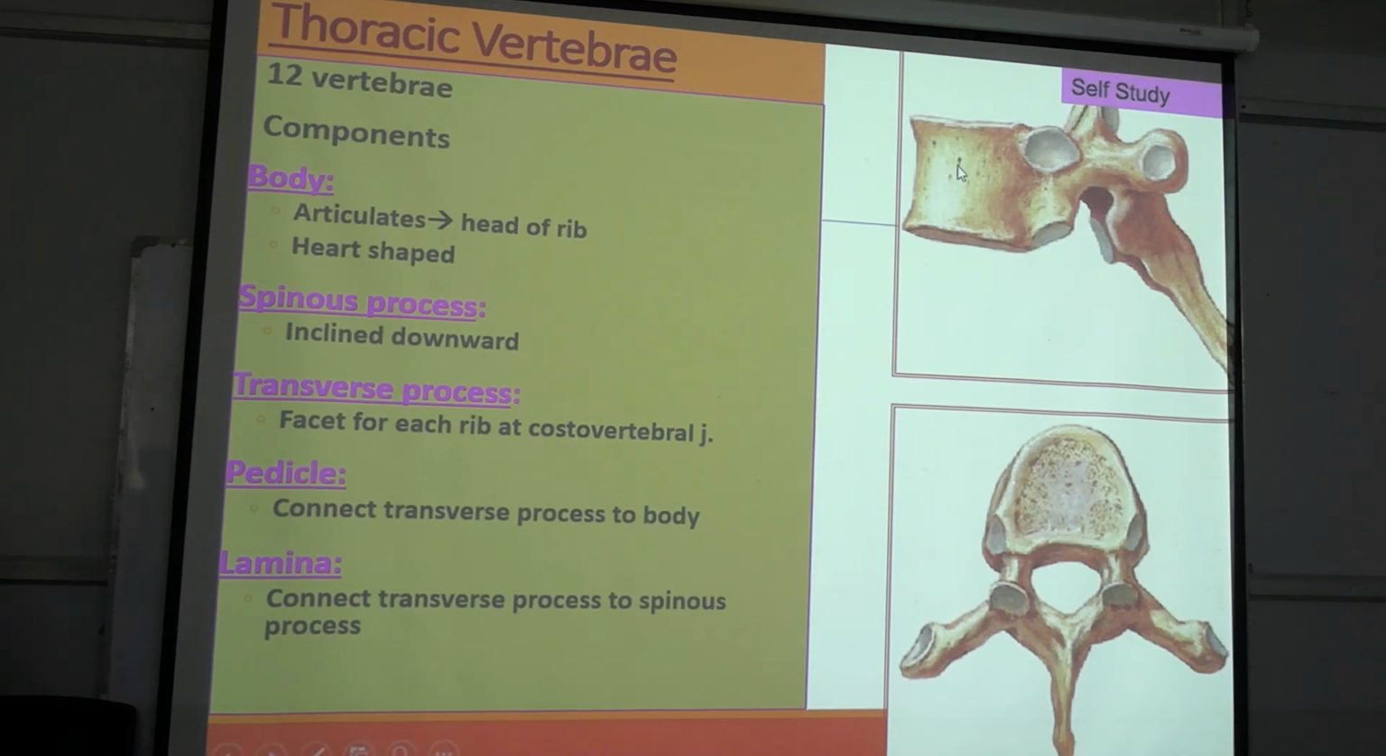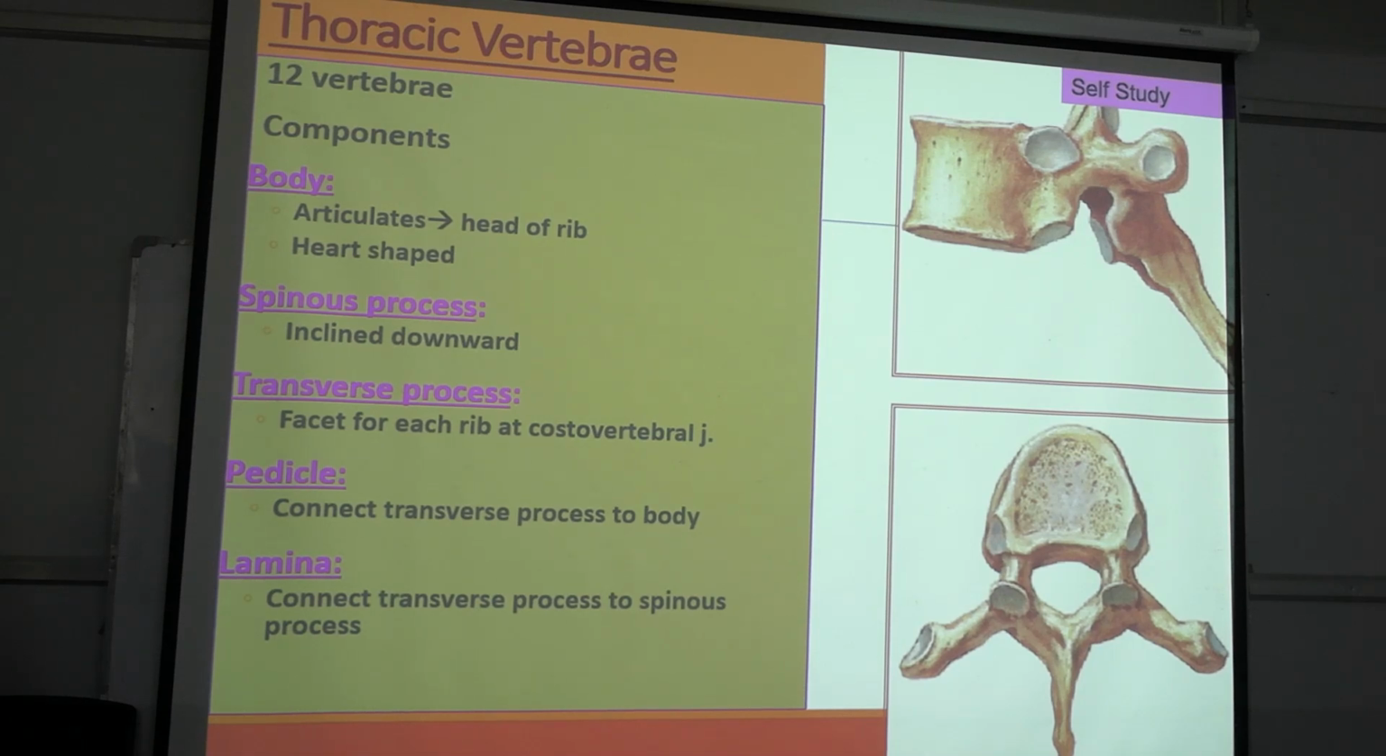So, if it is T3, this one is for rib 3 to attach, and this one gives attachment for rib 2, clear? And this transverse process gives attachment to the same number vertebra, the same number rib. That means, if it is T3, this one is T3 and this one is T3 too, clear? So, this attachment is exam important over here.